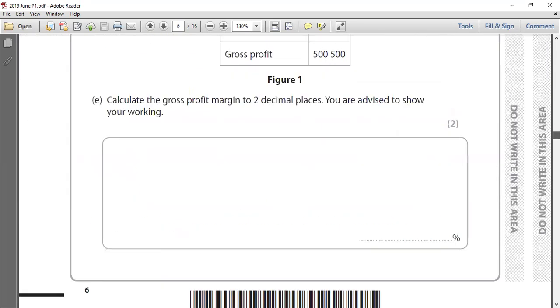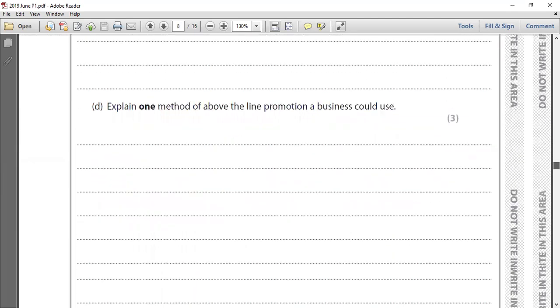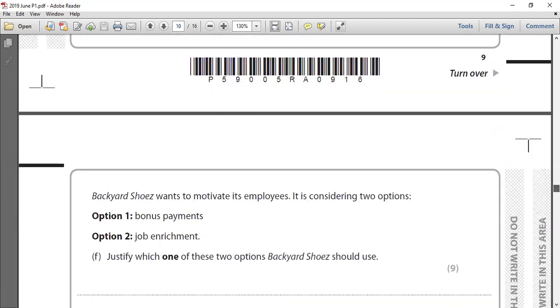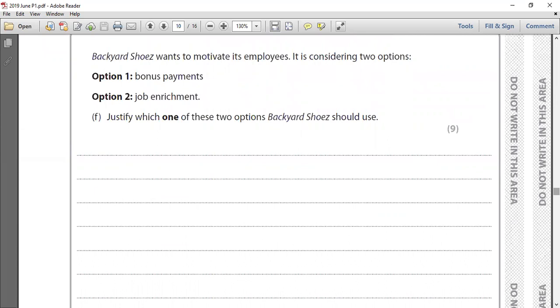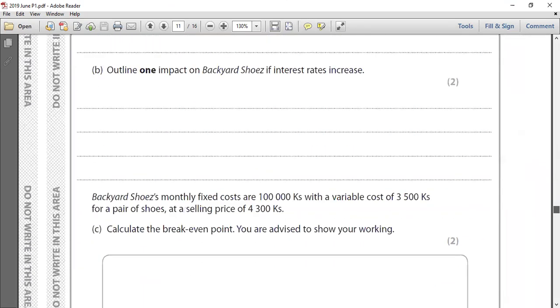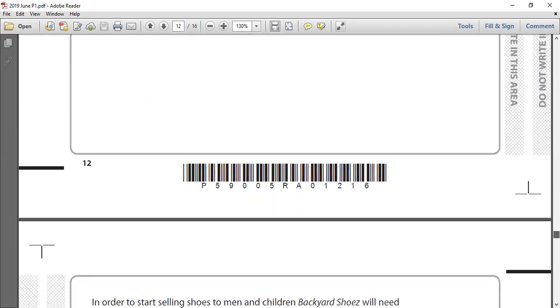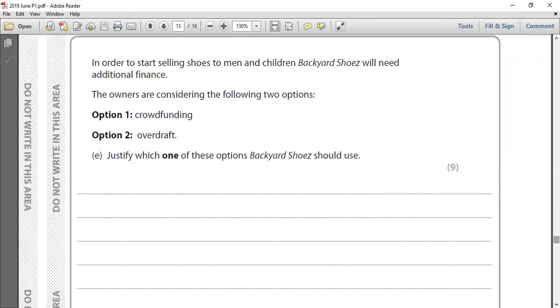After that, they're asking question number 3. This question is specifically selected because it goes in line with our topic. You can see another HR question, bonus payment and job enrichment. So the second 9-marker was based on financial management, source of financing. They wanted to introduce shoes to men and children also, and for this they need money, additional finance. They're asking about 2 options they're considering right now. First option would be crowdfunding, second option would be the overdraft.